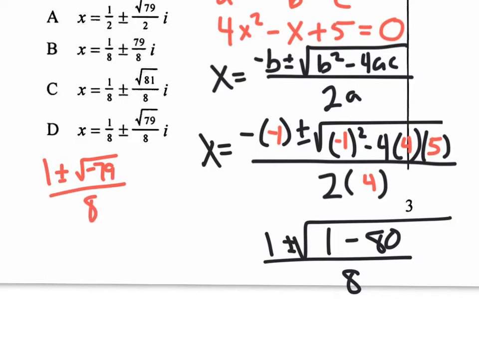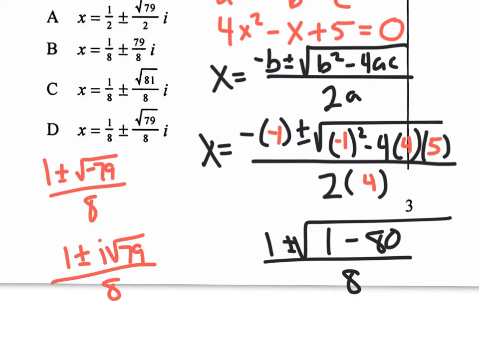So what do we know about the square root of a negative number? That it has to come out as an i, right? The square root of -1 is i. So in reality, you have 1 plus or minus i times the square root of 79, and it's over 8. Now the whole thing is over 8.